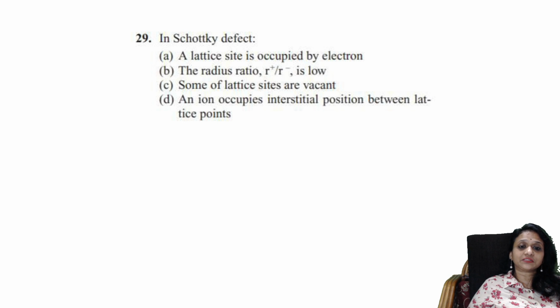Next comes the 29th question. In Schottky defect, dash is occupied. All right. What did they give me? In Schottky defect, perfect students, one of the cation sites gets vacant. It moves out. So some of the lattice sites are vacant. That's why the density reduces.